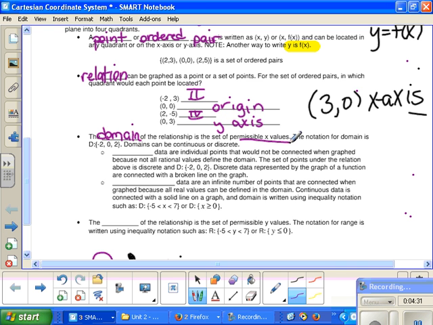Domains can be discrete or continuous. So what's the easy one? What does the word continuous mean? Yeah, it keeps on going. Okay, so continuous keeps on going. Discrete, think about discrete and dots. Discrete is broken lines. So we have two with our domain. We can have discrete, which has broken lines, or we can have continuous, which is a solid line.